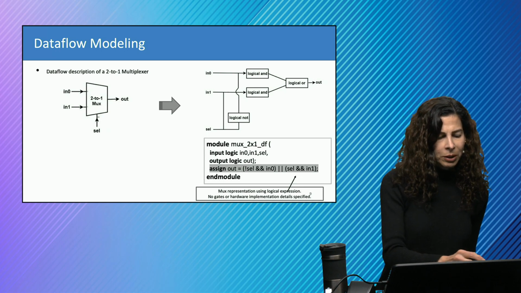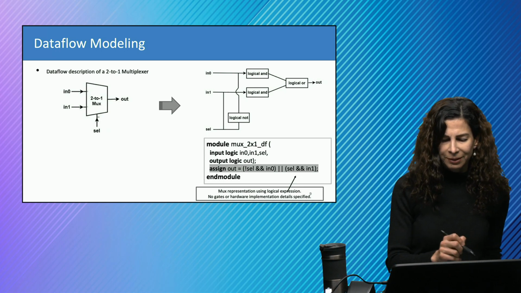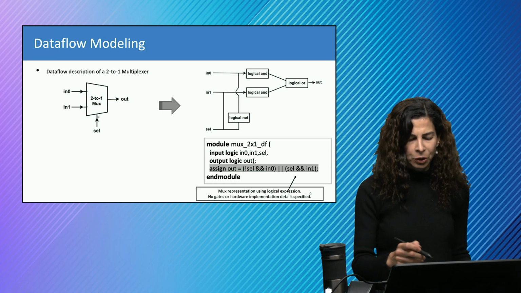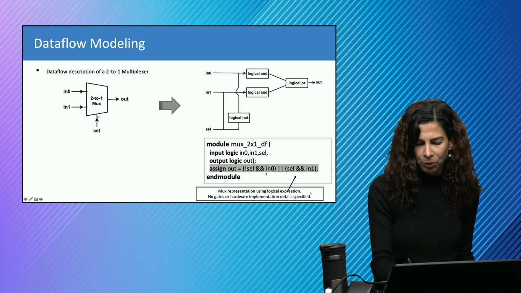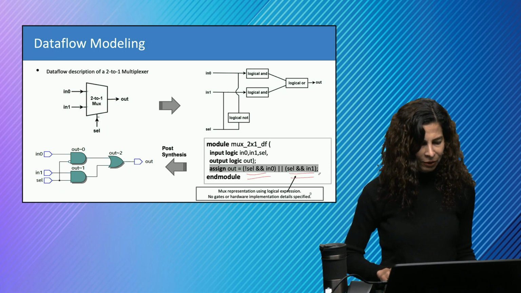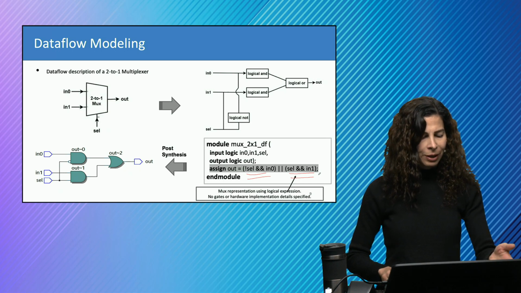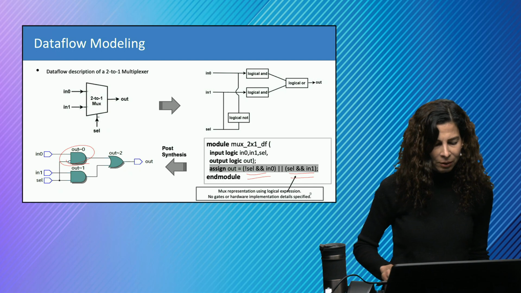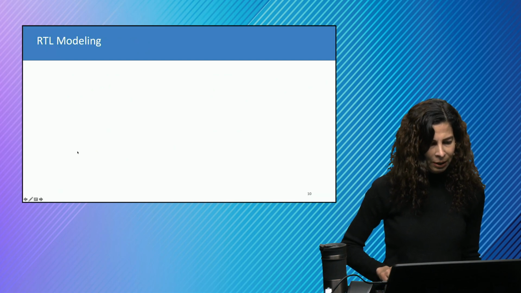Now assume that we want to describe the same multiplexer we've seen before in terms of how the behavior of the logic looks like. We've seen the logic description before. This is going to be how it looks based on the select signal and first input and first output, and it's going to be translated post-synthesis into these gates that are a little bit lower description than the behavioral modeling.